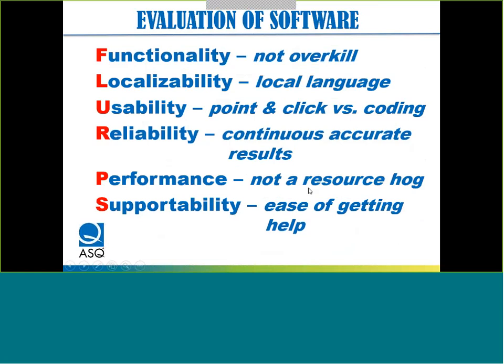Work with your IT and OT people to make sure that you're not choosing something that's a resource hog, so that they don't get upset with you and say, we're not going to use your software because it's a resource hog. And then supportability. How easy is it to get help if you need it from the software company? So the FLIRPS model, to me, gives you some good questions to ask about the software when you're evaluating it.